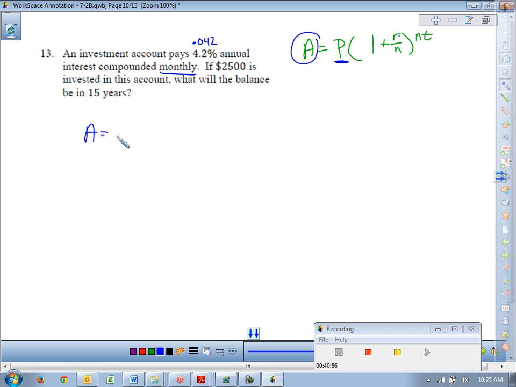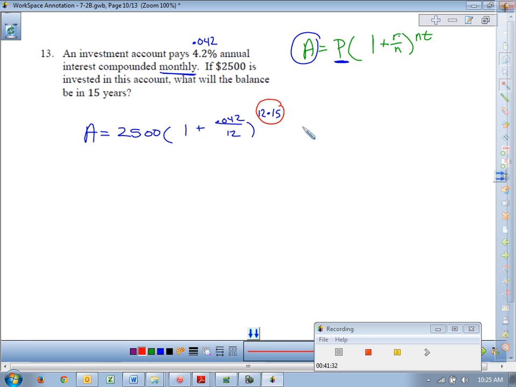What's our principal? $2,500 times the quantity of 1 plus our rate as a decimal, which is 0.042, over the number of times compounded. What was the number of times compounded? 12, raised to the number of times compounded, which was what? Times the number of years, which is 15. Is everyone good with substituting the information in? We will clean one thing up before we punch this in the calculator.